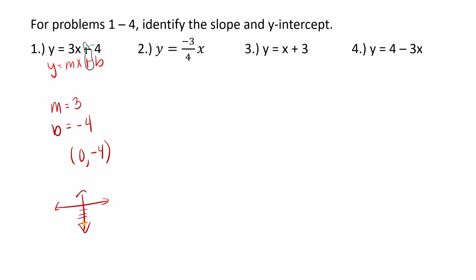For the next problem, we've got y equals -3/4 x. If I line up my formula underneath it, you can see that the -3/4 corresponds to the slope. So our slope is -3/4, that's our rise over run. But here, there's nothing there. Even if we sneak in a plus sign, there's simply nothing there. So what is the y-intercept here?